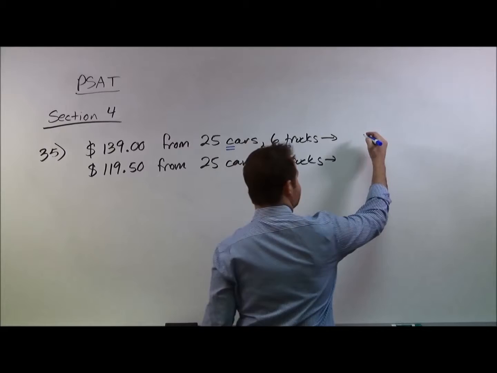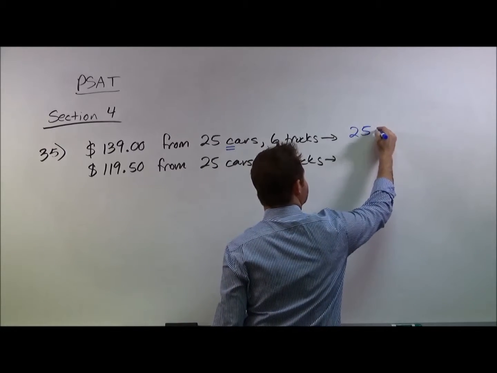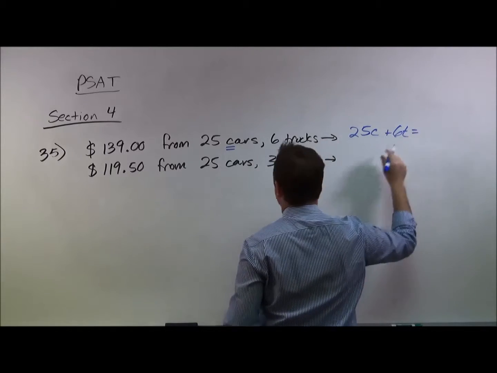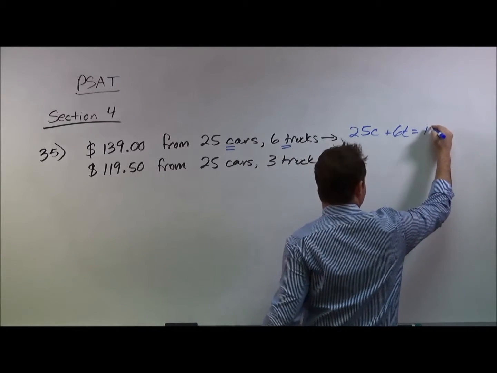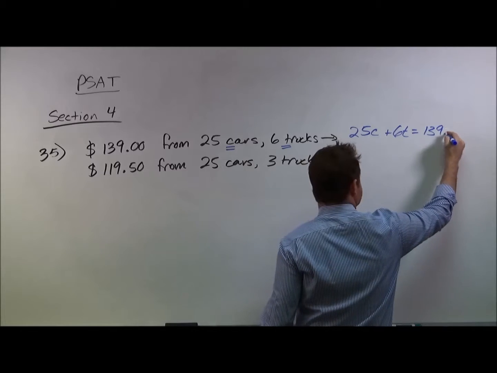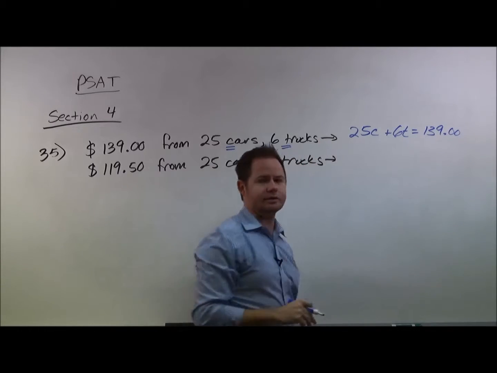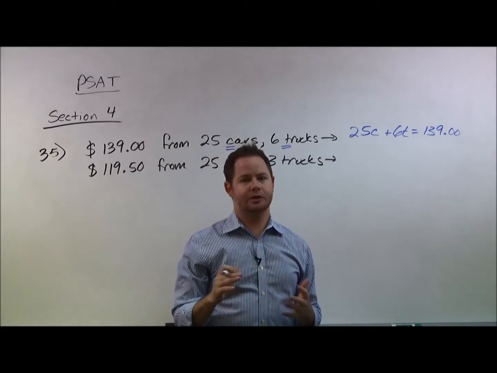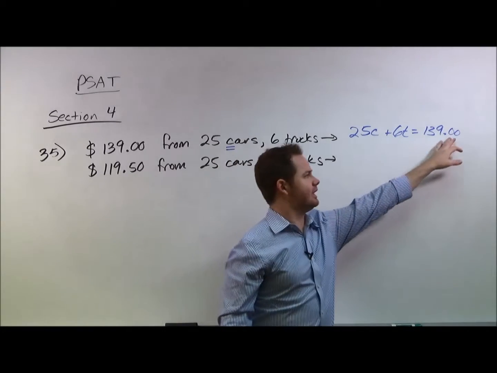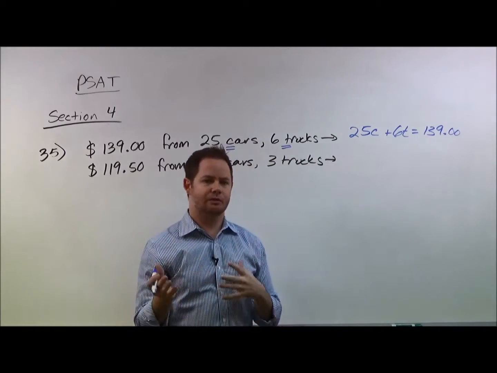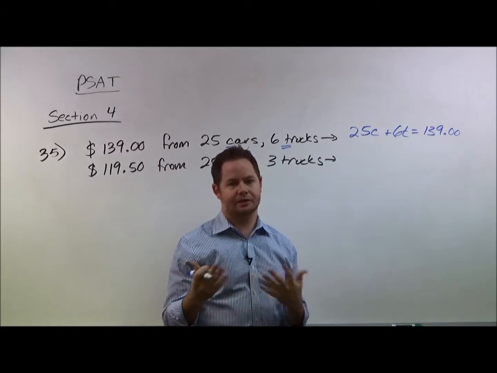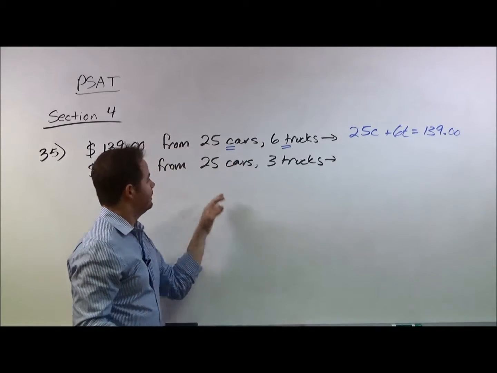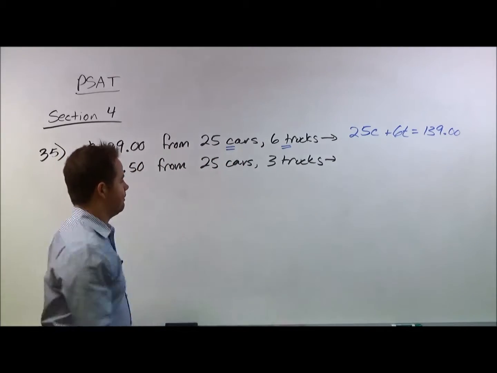We have 25 cars, which we're going to represent with 25C. And we have 6 trucks, which we're going to represent with 6T. And it's equal to 139.00. And since we're talking about dollars, I'll go ahead and add the zeros. You could write it as 139, but when you're dealing with dollars and cents, it's sometimes nice to have the 2 decimal places there so that when you combine values or add or subtract other dollar amounts, you'll have that lined up perfectly.